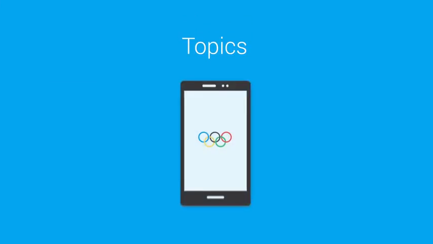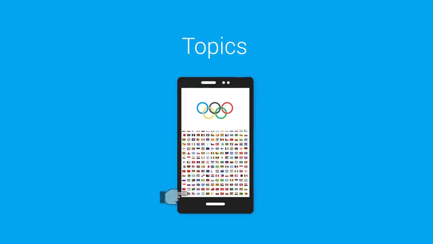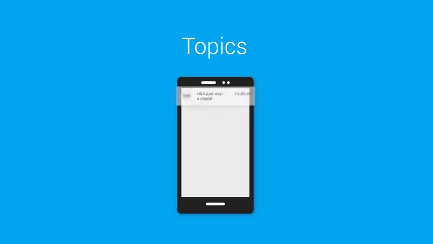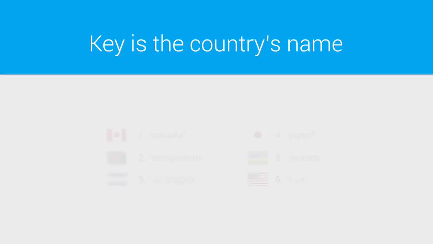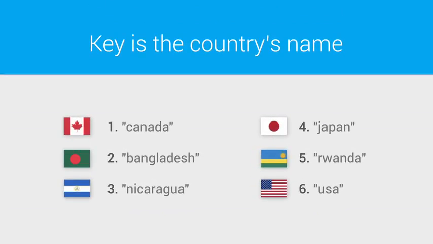Let's say that you have an application for the Olympics. A user picks their favorite countries. Then, whenever anyone from the user's favorite countries gets a medal, the user gets a notification on their phone. One way to design this is to have each country have a topic. For example, these could be some of the topic keys.